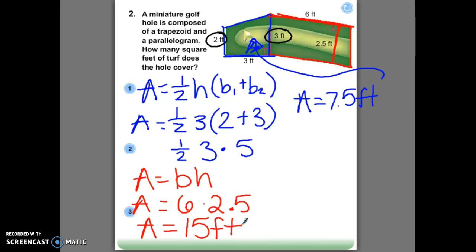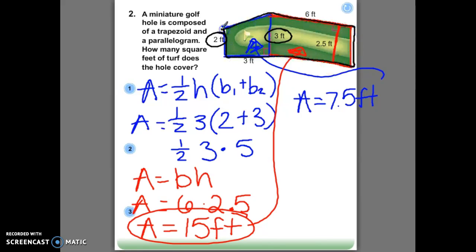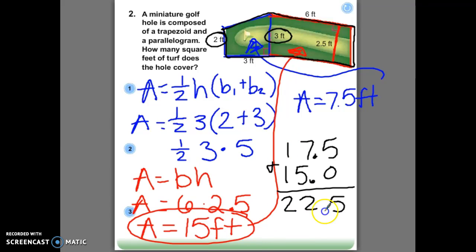So now we found the area of our parallelogram and the area of our trapezoid, if you can see in this shape. To find the total of it, again, total means the sum. We're going to add our two areas together. So we'll take 7.5 and we'll add it to 15. 7 plus 5 is 12, carry the 1, 2. So our area of our miniature golf hole is 22.5 feet squared.